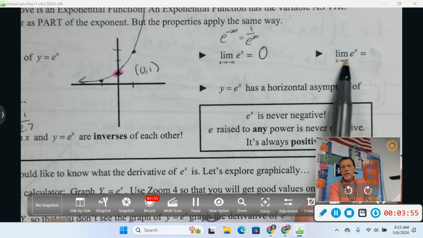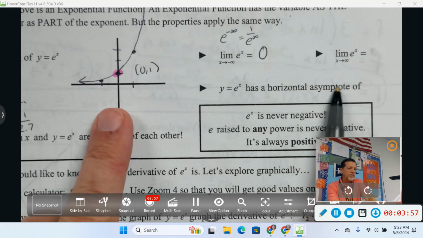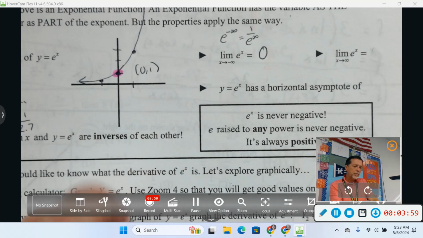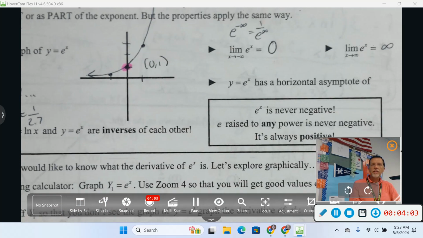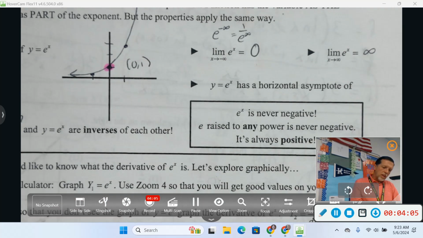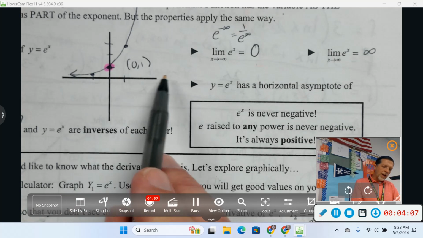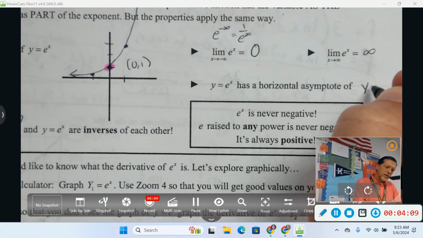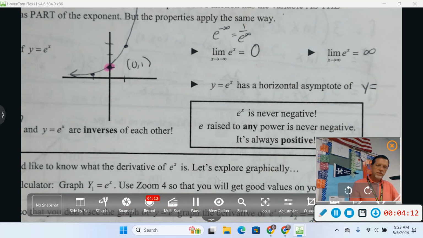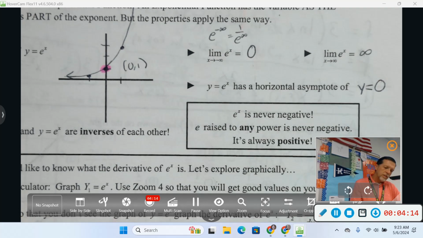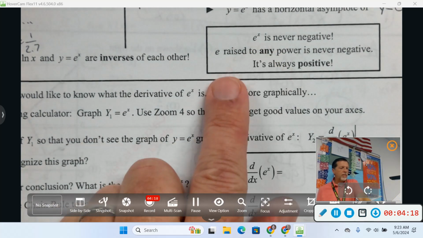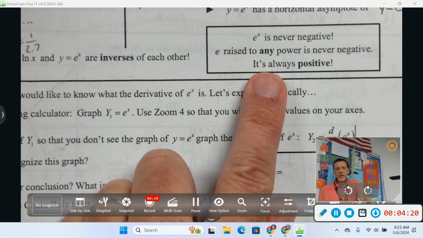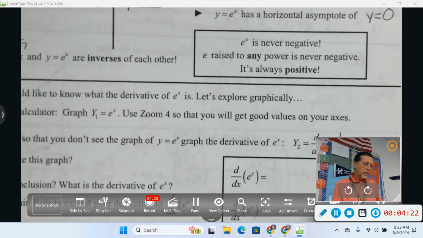How about the limit of e to x as x goes to infinity? What's our graph doing? Heading off to infinity. There is a horizontal asymptote of y equals 0. E to the x is never negative. E raised to any power is never negative. It's always positive. Important stuff to know.